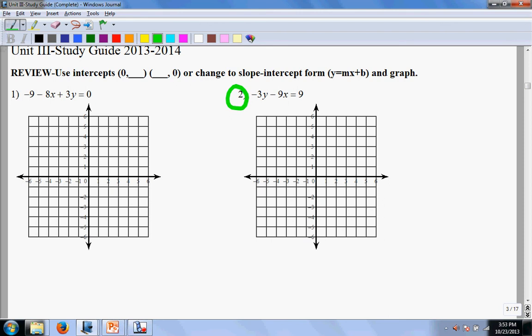So it says review using intercepts or change to slope-intercept form and graph. So we want to take here, and I'm going to use both here, using intercepts. I'm going to go 0, blank, and then blank, 0. 0, blank, so a 0 in the x means we say goodbye to the x. So I end up with negative 3y equals 9. And we solve, divide by negative 3. And we end up with y equals negative 3.